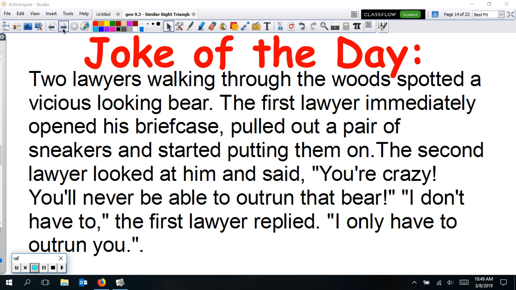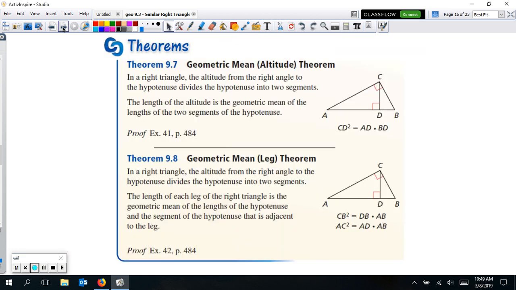All right, so let's go on to finishing our lesson here. Almost done. So geometric mean altitude theorem and geometric mean leg theorem. These are right there on page 255. So page 255, you can see these two. So basically we see our triangle looking kind of similar to what we saw before. There's our right triangle, our altitude again.